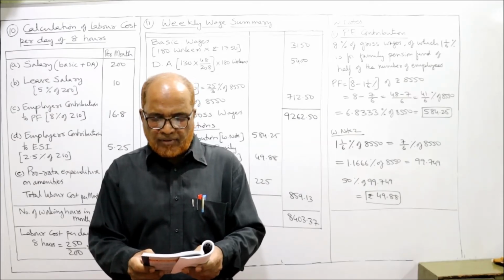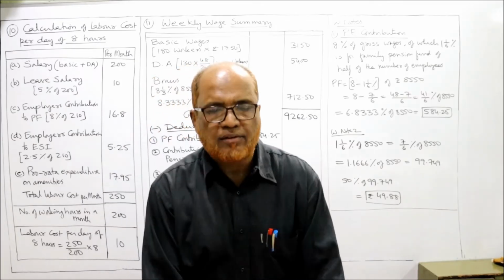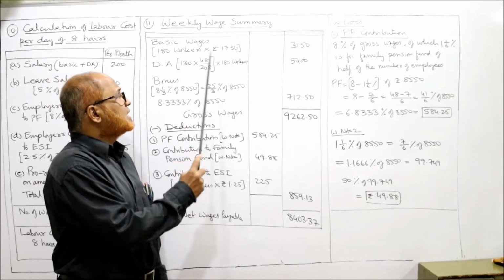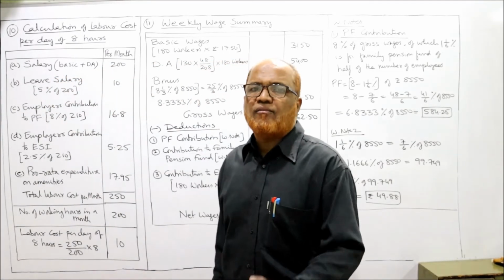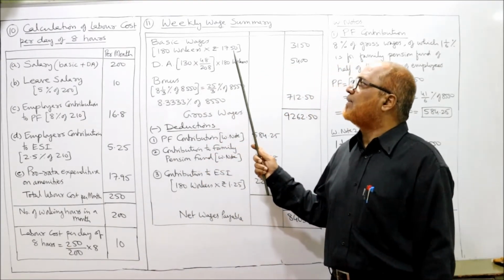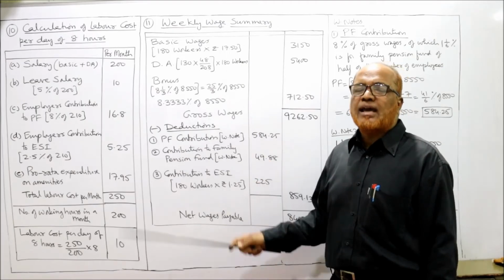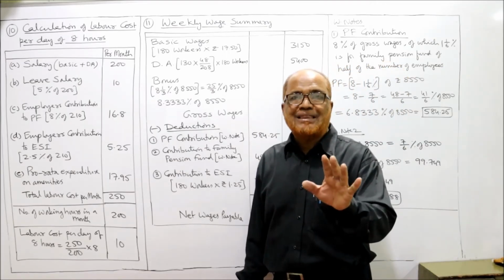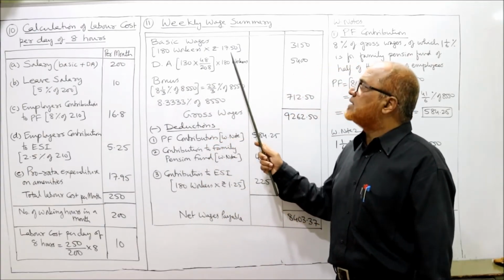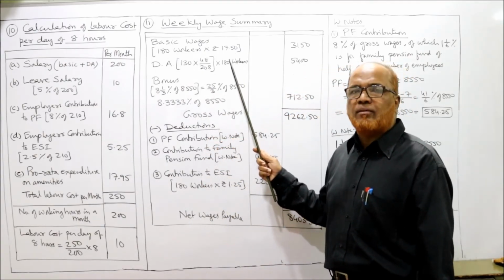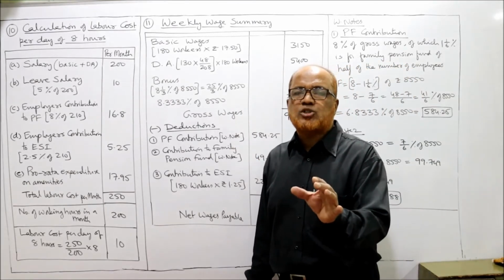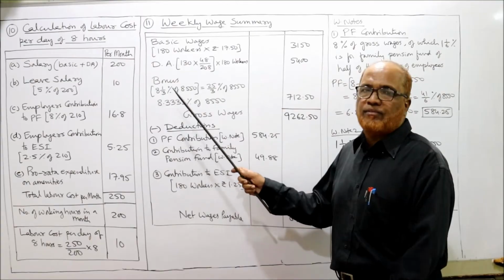Show the weekly wage summary. Now see carefully. Weekly wage summary, basic wages. Basic wages: 180 workers are there. Each worker is being paid 17.50. So we are calculating weekly, not monthly. We need weekly. So 180 workers into 17.5 per week, per worker. So it comes to 3,150, which is the basic wage payable to 180 workers per week.